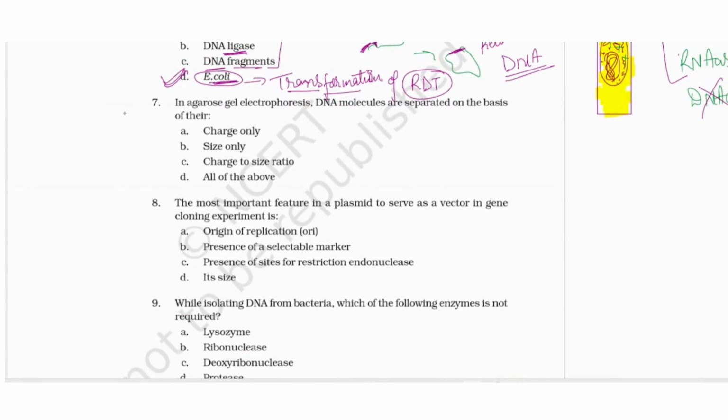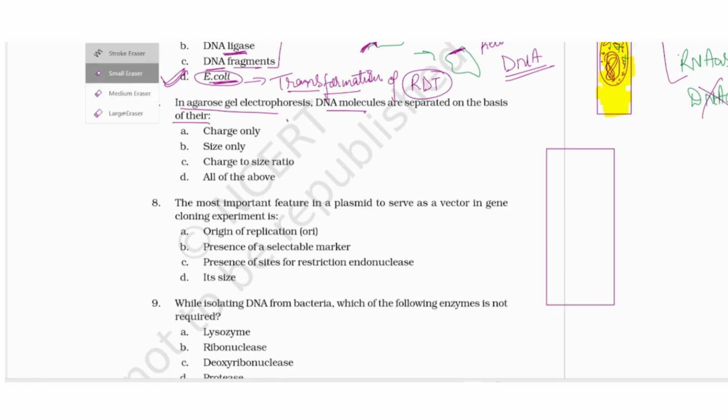Next is, in an agarose gel electrophoresis, DNA molecules are separated on the basis of their what? Actually, in gel electrophoresis, we have taken one agarose gel plate, and in that we have loaded our DNA fragment, right? And then, based upon the charge and the size, if the DNA is smaller in size, it would move very fast. Smaller and lighter fragments go very fast to the opposite end. Here is the negative end, there is the positive end. It is an anode, here would be the cathode.